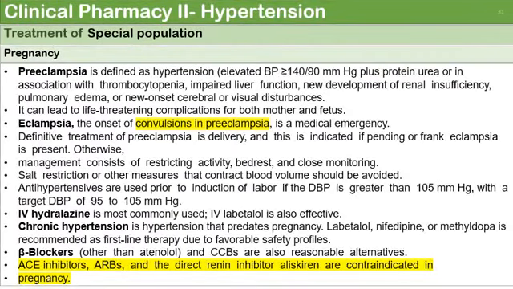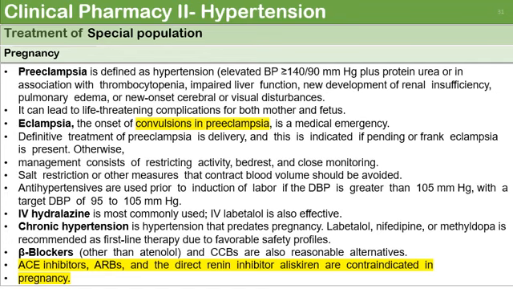Hypertension in pregnancy is either preeclampsia, acute eclampsia, or chronic hypertension. Preeclampsia is elevation of blood pressure over 140 over 90 with proteinuria, or sometimes associated with thrombocytopenia, impairment of liver function, new development of renal insufficiency, and pulmonary edema. It could lead to a life-threatening complication, eclampsia. Eclampsia is convulsion in preeclampsia and is a medical emergency.